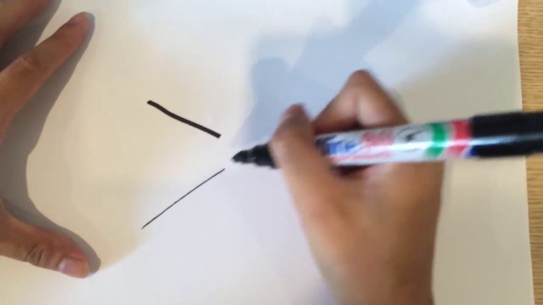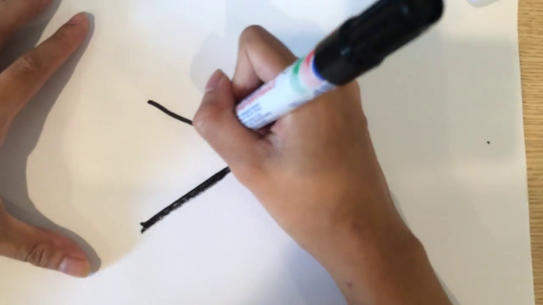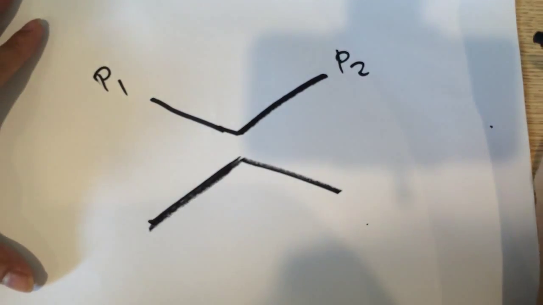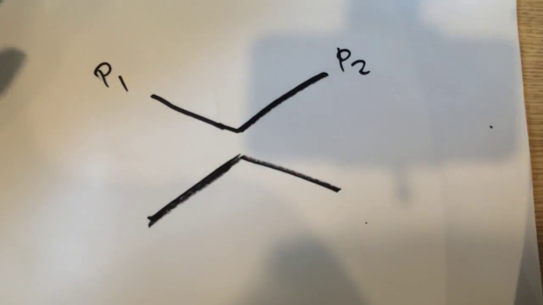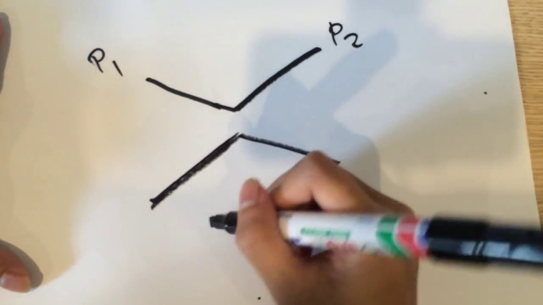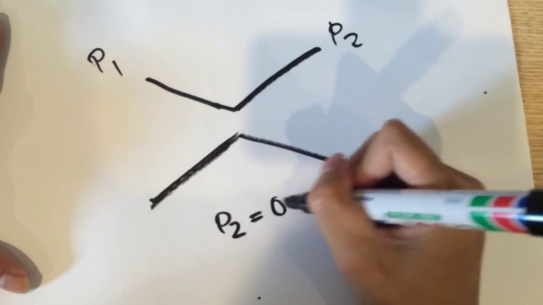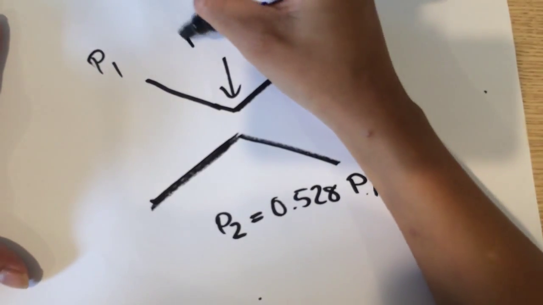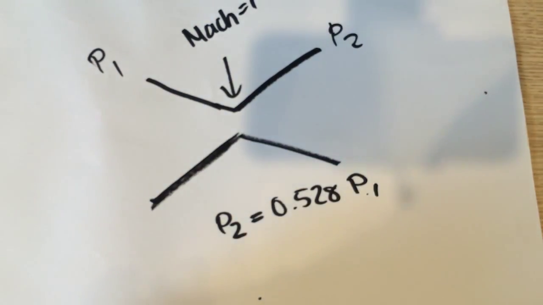Another way to determine if a choked flow has occurred is to look at pressures. So this is your converging diverging duct. This is your P1 and this is your P2. Choked flow has occurred when the pressure downstream is 52.8% of the pressure upstream. So P2 is equal to 0.528 P1, and that means choked flow has occurred at the throat, and remember, choked flow is when Mach equals 1.